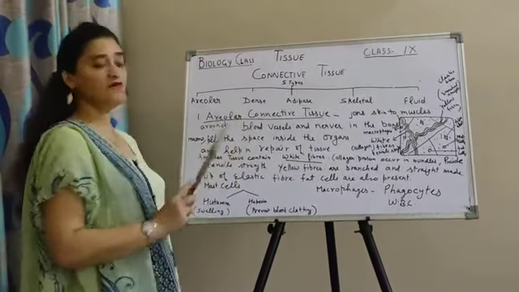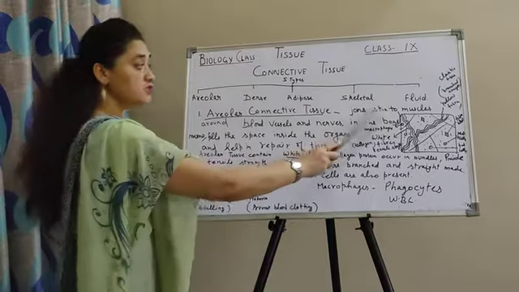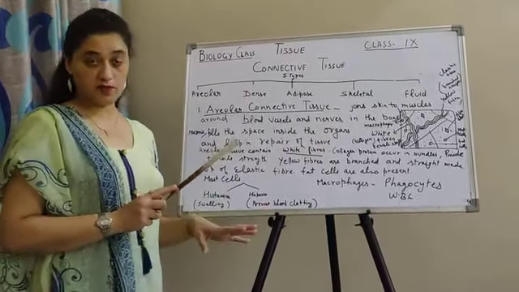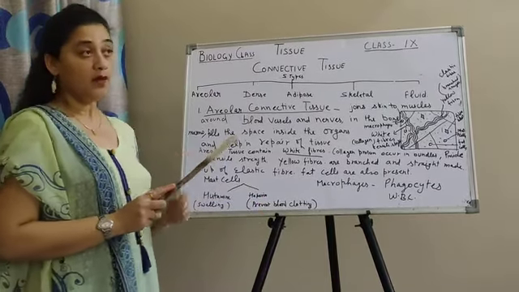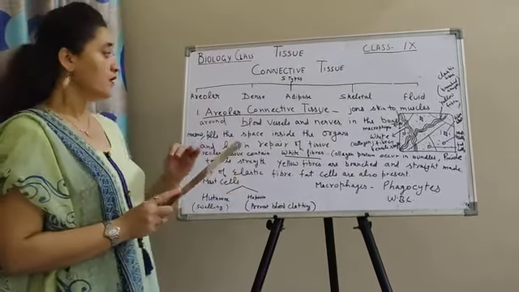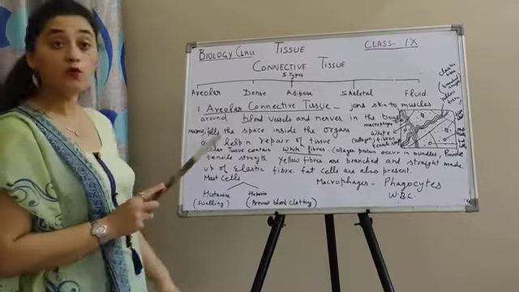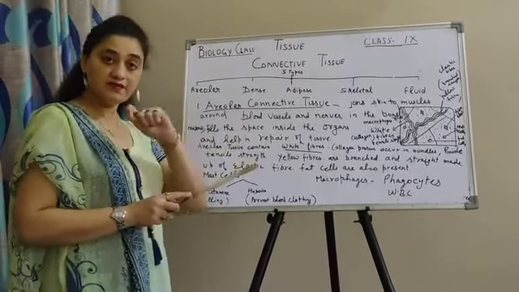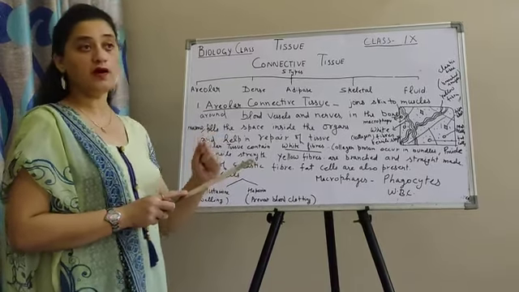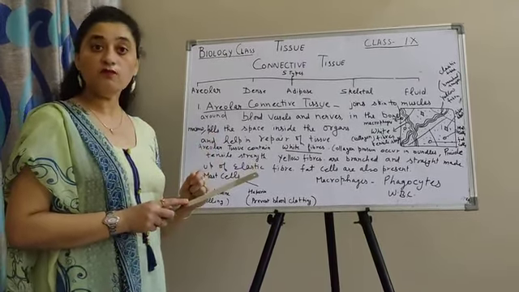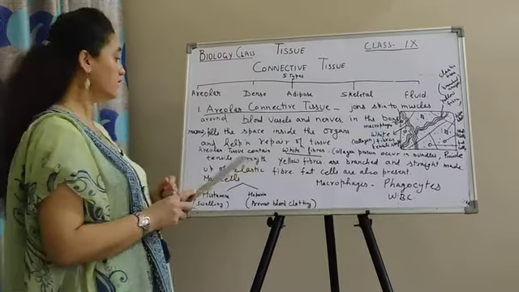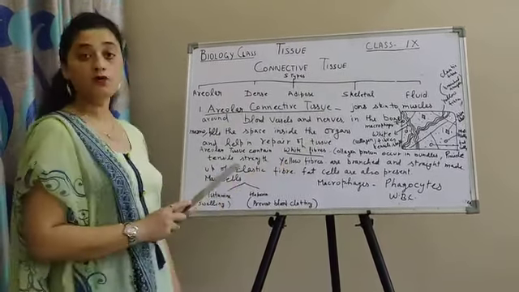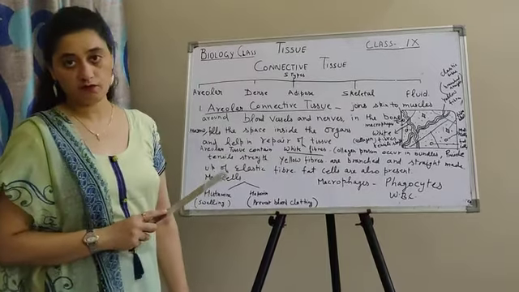It has so many functions. It joins skin to muscles. It is present around blood vessels. It is highly vascular tissue, present around blood vessels, present around nerves, right? In the bone marrow, which is present inside the bone, and bone marrow is responsible for the formation of blood, right? And it fills the spaces inside the organ, as I have already told you. Moreover, it also helps in the repair of the tissue.